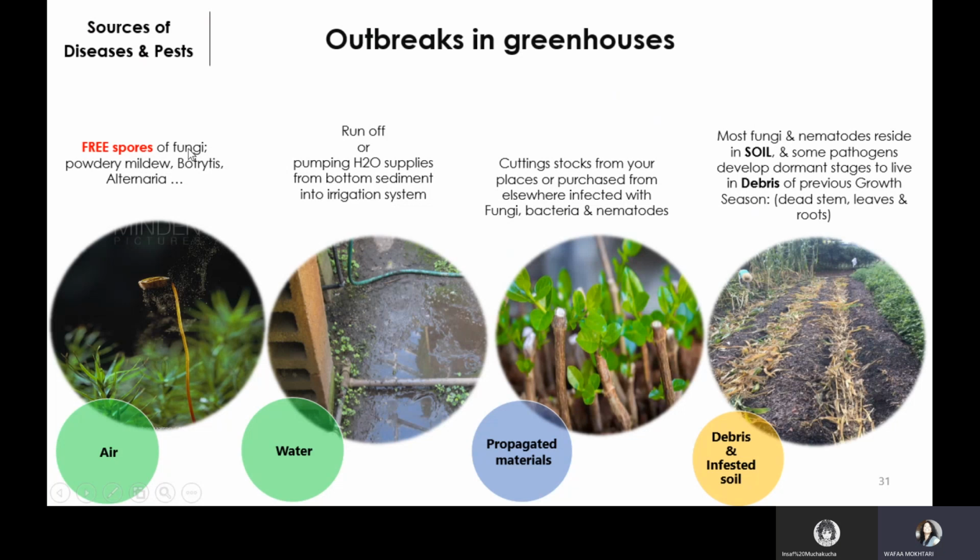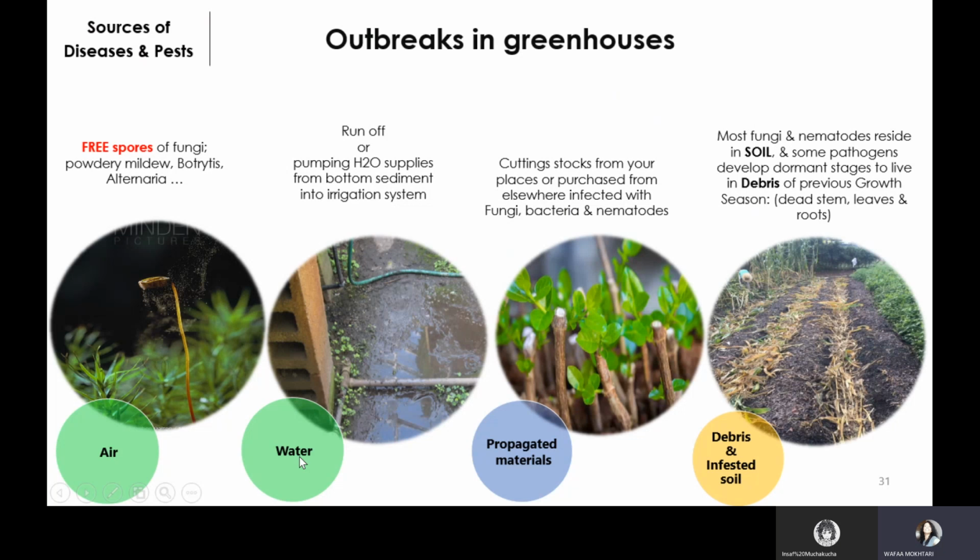Okay, some free spores of fungi may also travel from place to place because of the air. And see, for example, here is this really nice picture of spores. Okay, it could be powdery mildew, it could be botrytis, it could be alternaria. All these are really important pathogens that attack many crops.